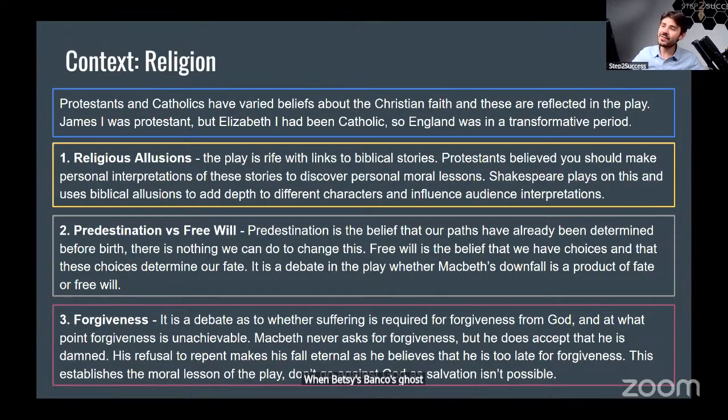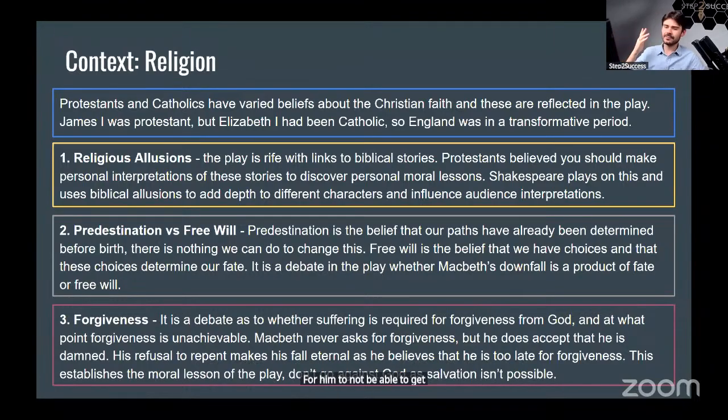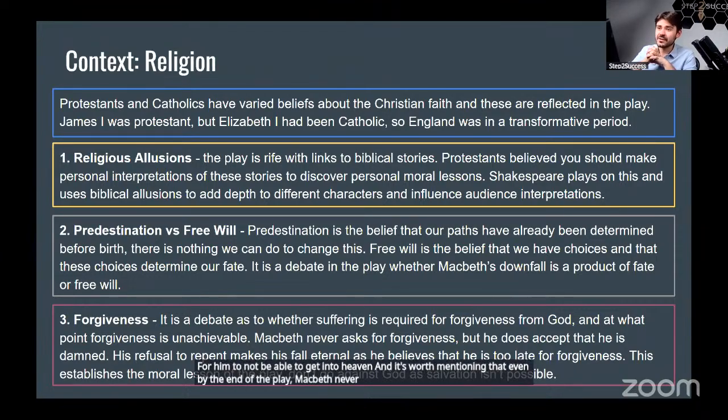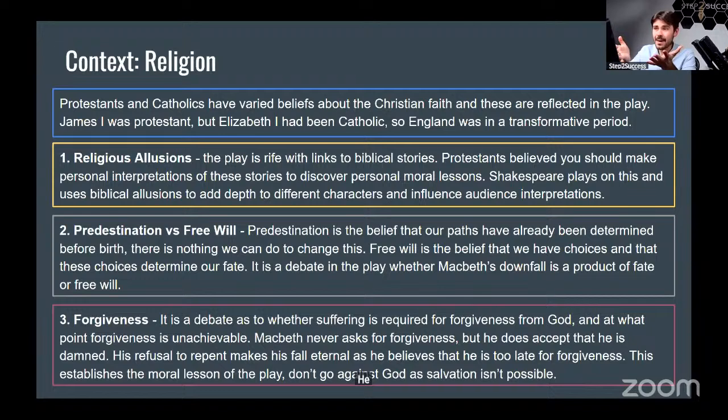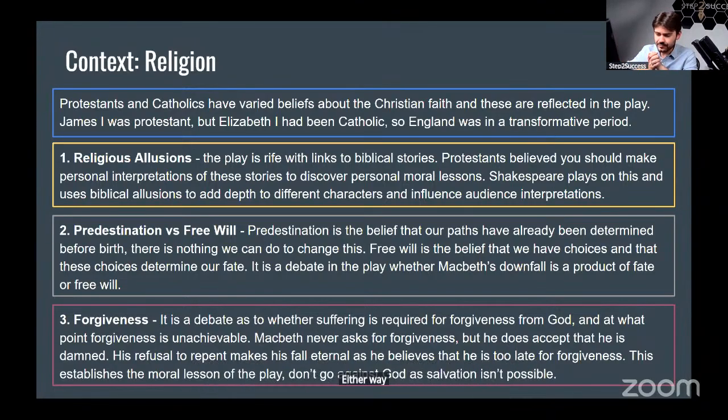And I think this is the point when Macbeth realizes that he's too far gone for forgiveness. He's done too many terrible things for God to forgive him, for him to be able to get into heaven. And it's worth mentioning that even by the end of the play, Macbeth never asks for forgiveness. He does, however, accept that he is damned, suggesting that even he knows that he's too far gone to be forgiven by God. He's going to be in hell either way. So this establishes the moral lesson of the play.